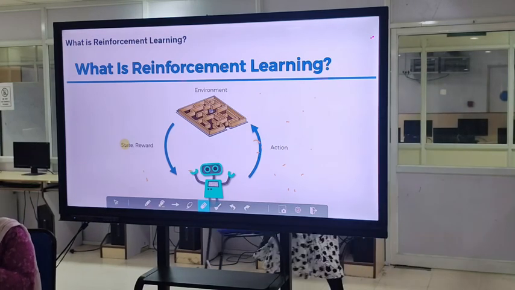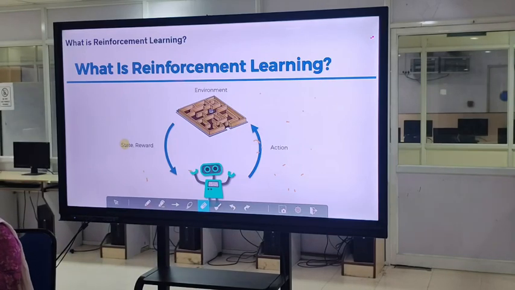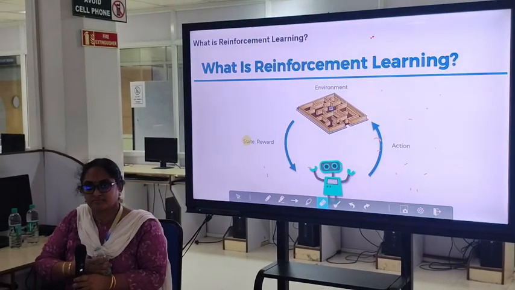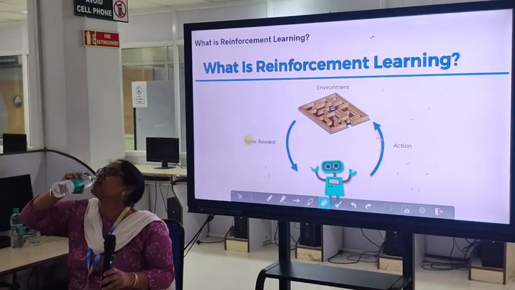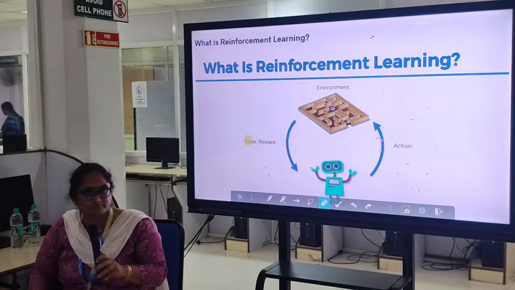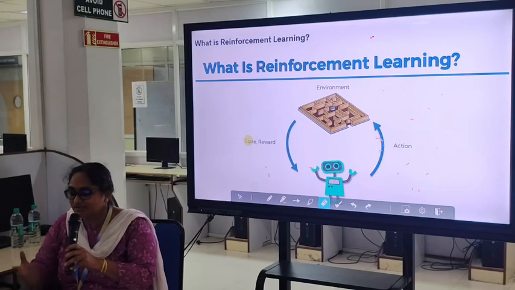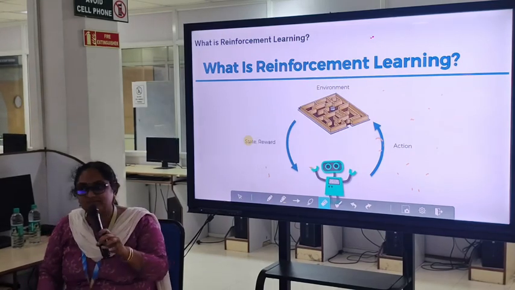In machine learning, you have supervised learning, unsupervised learning, and reinforcement learning. What is reinforcement learning? It takes action and... Yeah, correct. You can tell based on this diagram itself.